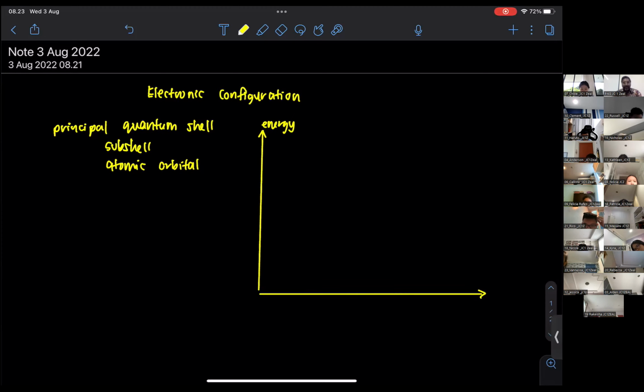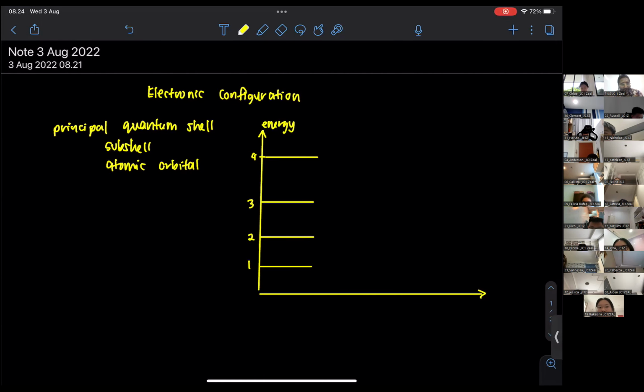Now I know that the energy level of the first quantum shell, quantum shell number 1, is going to be lower than quantum shell number 2. So I'll put principal quantum shell number 2, number 3, number 4. From here, I know that I fill up principal quantum shell number 1 first, then number 2, then number 3, and then number 4. Why? Because electrons are filled up from the lowest energies first.